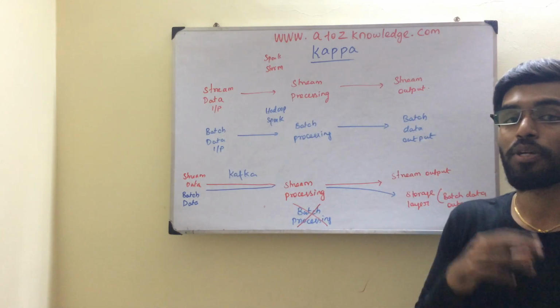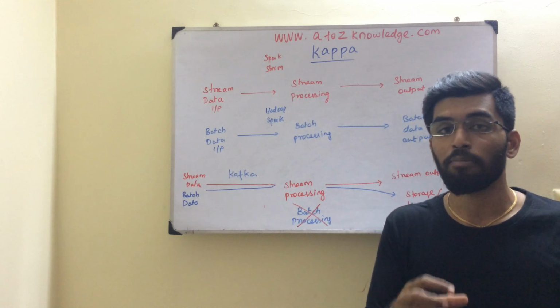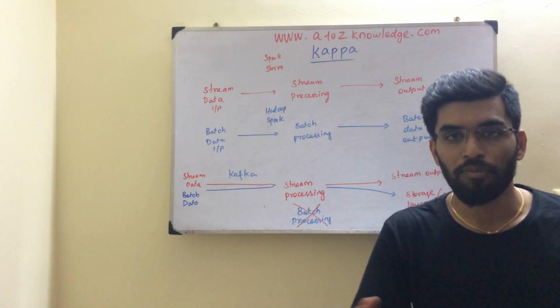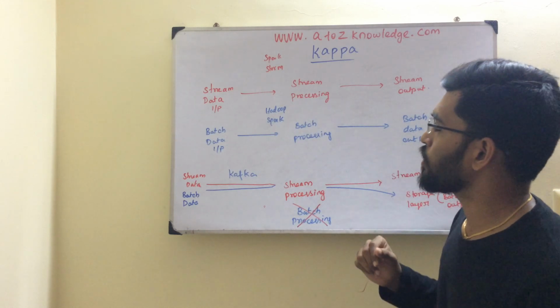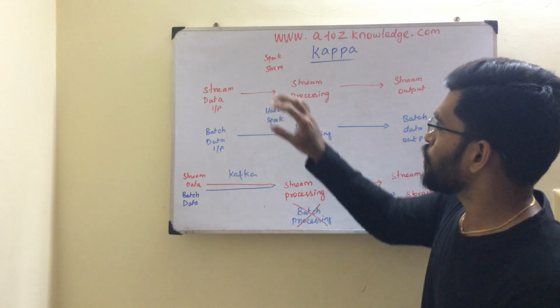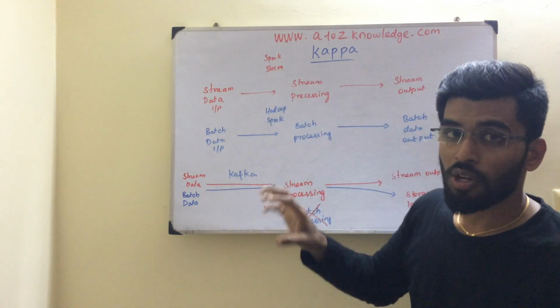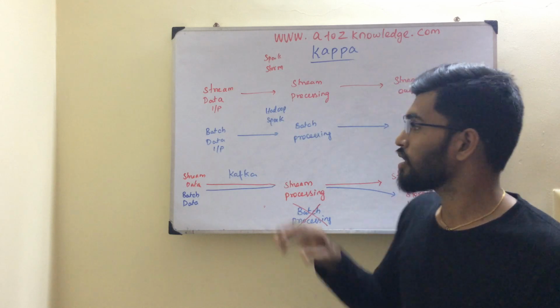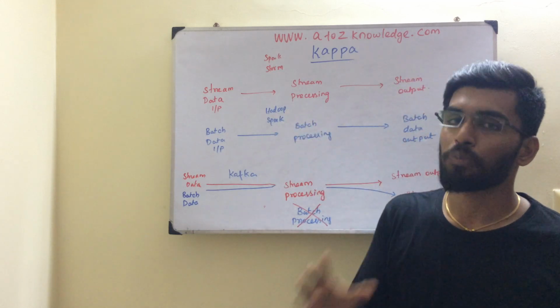You can ask me how that is possible, how you are fitting a batch processing use case in stream. Before getting into that, in big data we have two technologies called Spark and Storm, which do stream processing, and Hadoop and Spark will do batch processing.